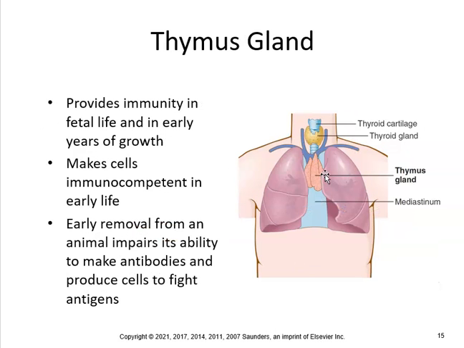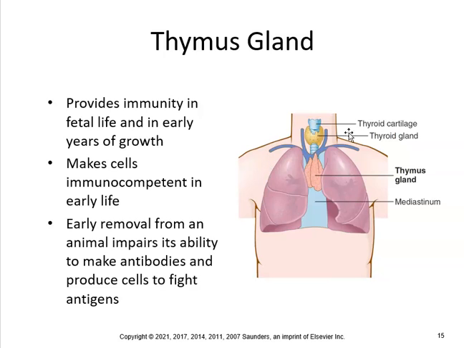Now the thymus gland is right here. Make sure you know how to spell that. It provides immunity in fetal life and in the early years of growth. It makes cells immunocompetent in early life. Early removal from an animal impairs its ability to make antibodies and produce cells to fight antigens.